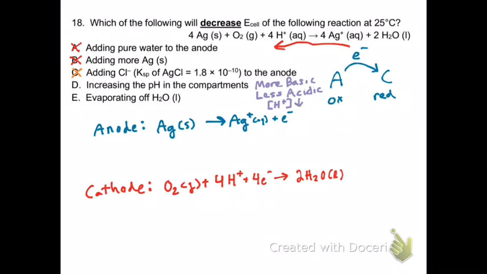So that will not affect the anode compartment, as H plus is not a part of this. However, it will affect our cathode, because if the H plus concentration is going down, this reaction will shift to the left. Shifting to the left is becoming less spontaneous as written, which means the E cell would decrease, and hey, that's what we're looking for. The final answer choice says evaporating off H2O liquid. Liquids do not influence reactions based off of Le Chatelier's principle, so we can eliminate that answer choice as well.